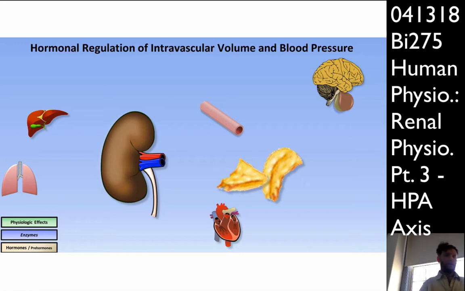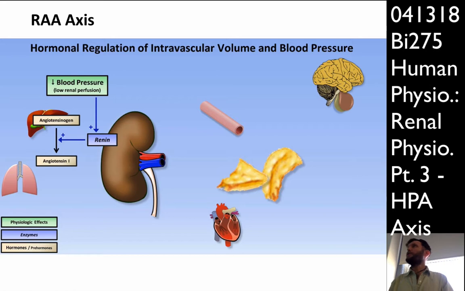So this slide here gets a little wild, but we're going to walk through it nice and slow. All right. These are all the players, right? We've got heart, lungs, liver, kidneys are the big ones, brain, circulatory system, and this yellow blob is the suprarenal gland. All right, so let's start walking through the hormonal regulation of intravascular volume and blood pressure. These slides were in the original PowerPoint, though, right? You guys have seen this. Is that right? I don't know if anybody looks at that ahead of time.